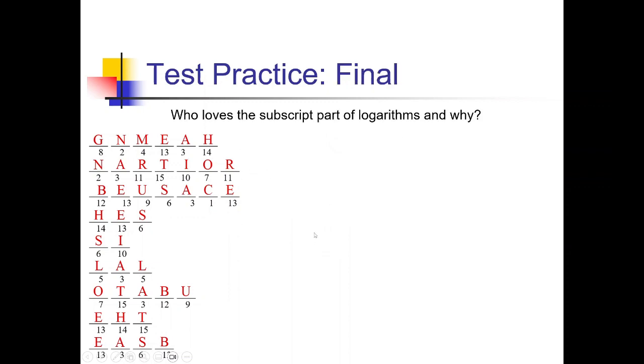It's time to try to solve the riddle. Who loves the subscript part of logarithms and why? Okay, so we have to unscramble the letters here to form a sentence. So this first one, they're saying who. So I assume that at least this first thing is a name. Let's see, I don't know too many G names. A-G, hold on a sec. M-E-G, that would be like a Meg. So maybe this is Megan. M-E-G-H-A-N, maybe a weird spelling of Megan.